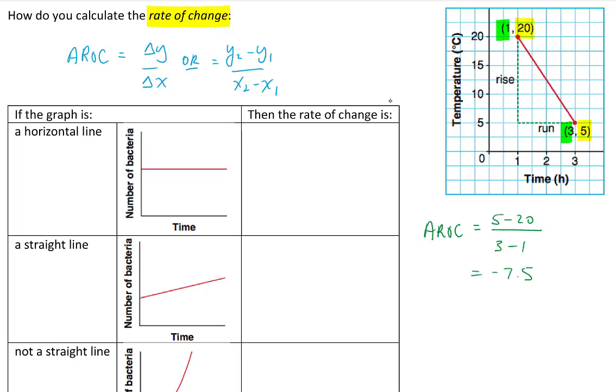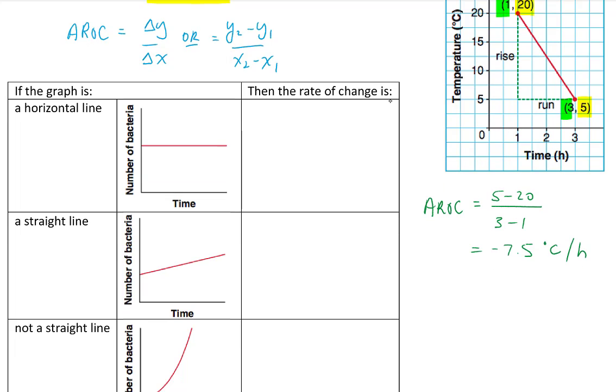And the units for this average rate of change will be the y, so the degrees Celsius, divided by the time, which is in hours. So this is negative 7.5 degrees Celsius per hour. This means that the temperature is decreasing 7.5 degrees each hour.